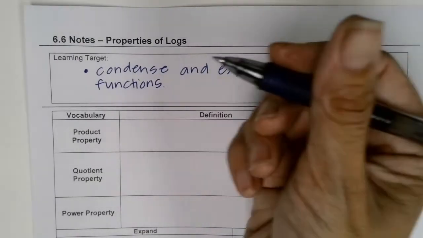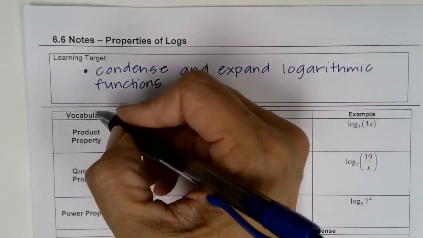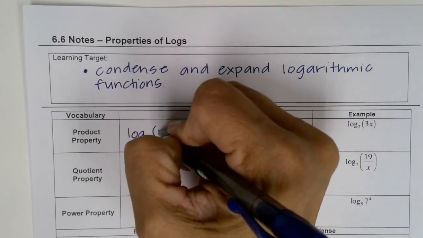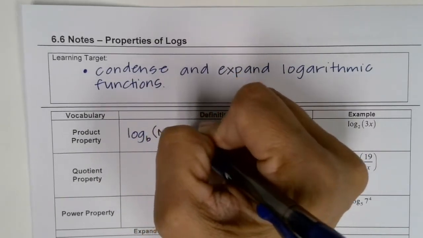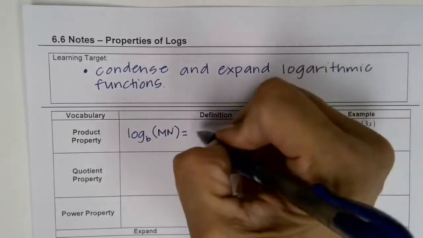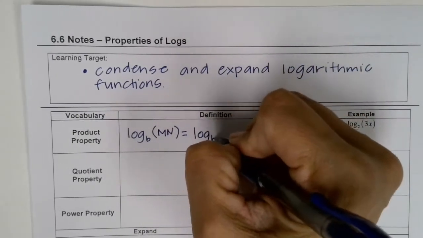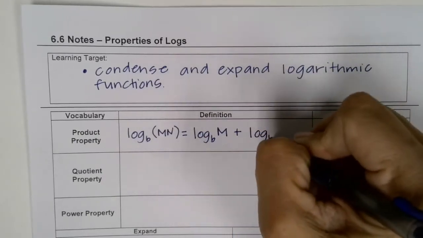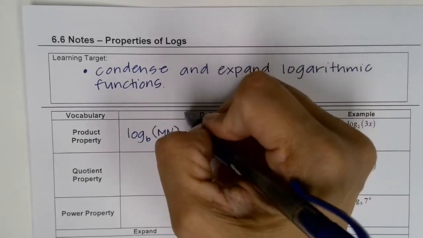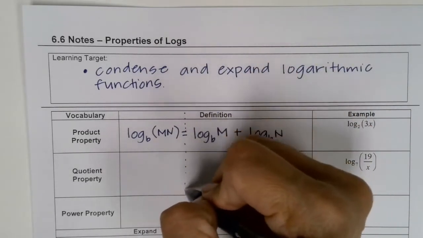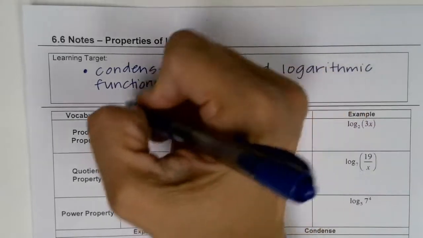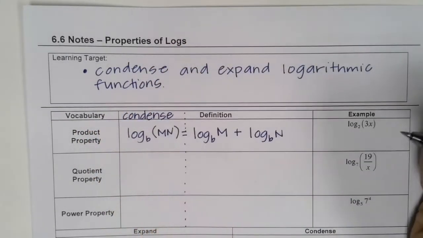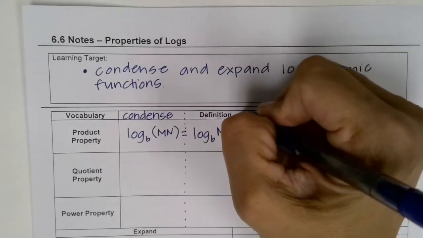So we're going to start with the product property, which says that if you have a logarithm with base b and you're multiplying within the argument of the logarithm, another way to write it in expanded form is to use addition. So I'm going to draw this little dotted line through all of these just so that it's clear that this is the condensed form. So when you're asked to condense, you'll condense to a single logarithm, and this over here is the expanded form.